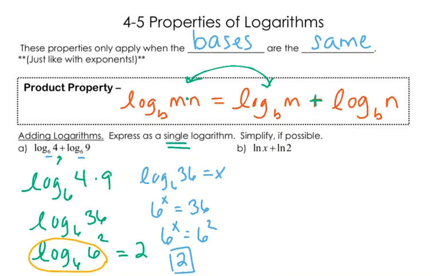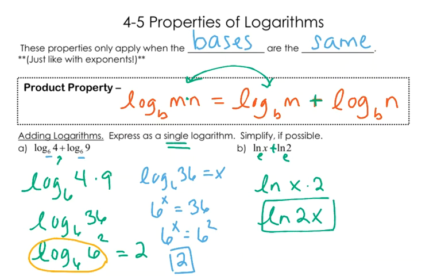Let's try another one. This time I have natural logs, which, remember, have a base of e, so they are the same. Since there's an addition sign here, I can put this together. Natural log, I don't have to write that e, of x times 2. That looks kind of funny, so I'm going to write natural log of 2x. And this time I can't simplify anything, so I'm just going to leave it like that.